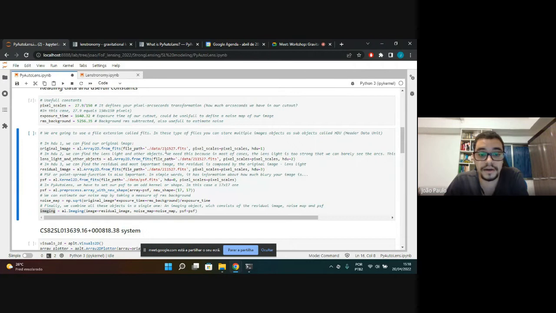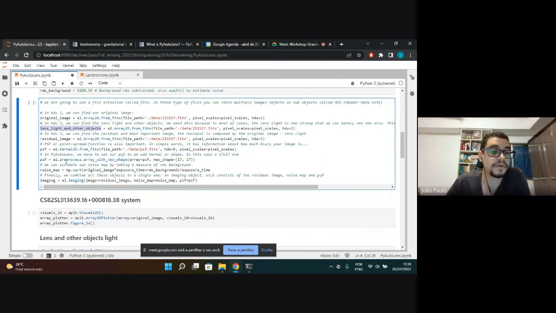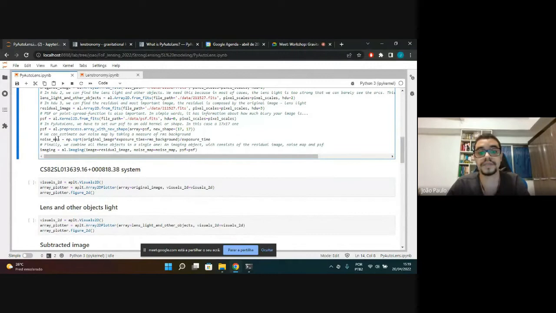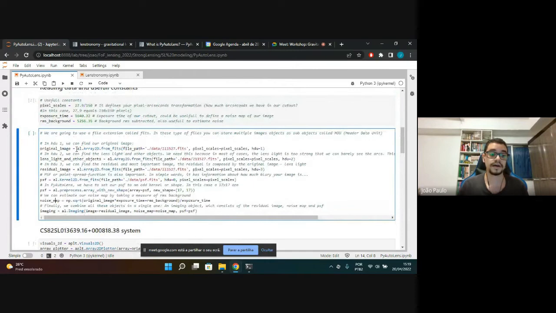Here is where we read the image files. The image files are in the FITS format, .fits. So here we read the original. Here we also have the lens light object image that Martin showed before. We have the residual. I'm going to talk about this later, but we also have the PSF. The PSF, in simple words, gives information about the blur in the image. This is related also to the instrument. We have the noise map, which gives information about the noise in each pixel of the image. And we also have an imaging object that has all this information, okay? Information about the residual image, about the noise in the image, and the PSF. So let's run.